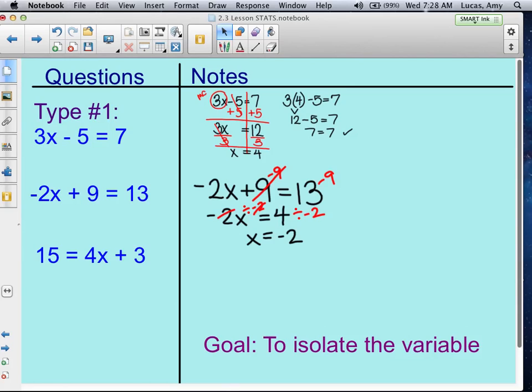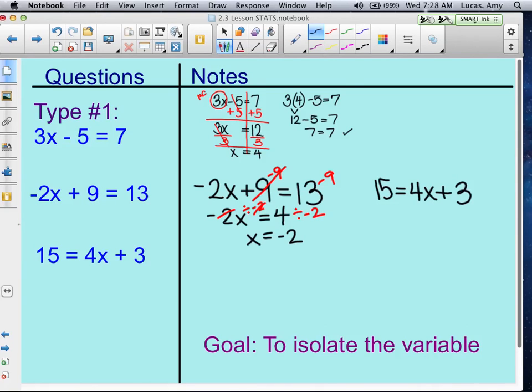The third example, 15 equals 4x plus 3. This is just to show you that your variable can be on either side to start. I'm going to go back to my favorite method with my train tracks. My married couple is on the right-hand side this time. It's the 4x. The married couple has to have the variable in it. It can't be the 15, it can't be the 3. It has to have your variable.